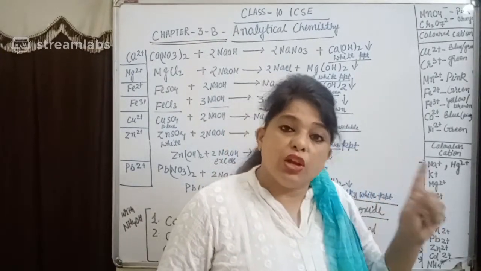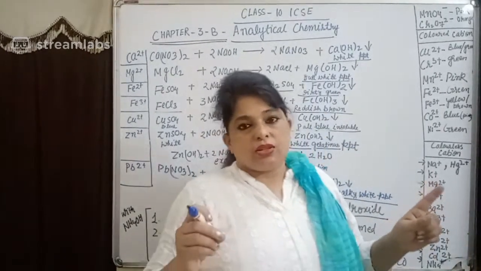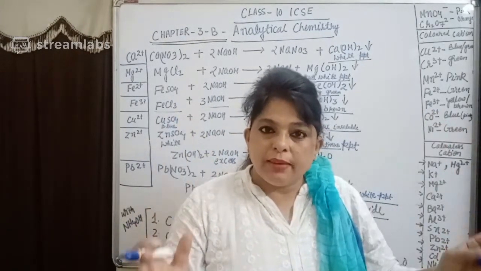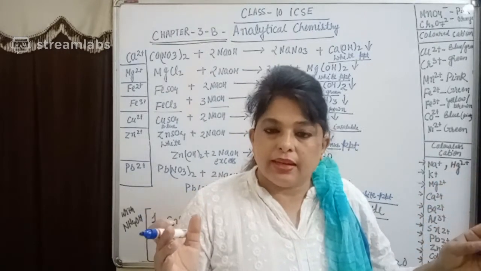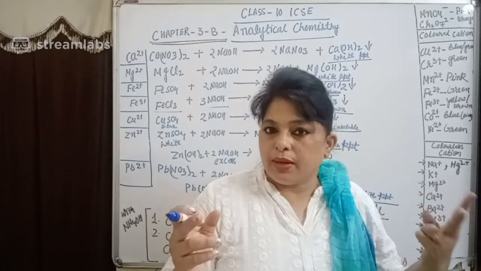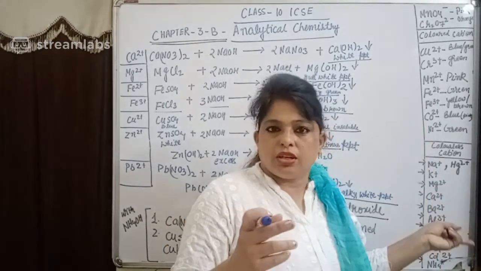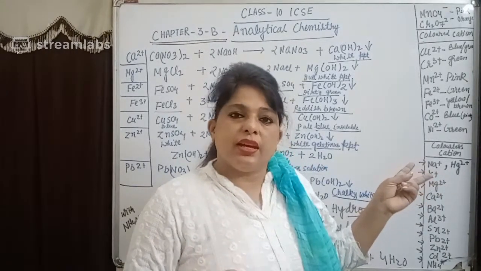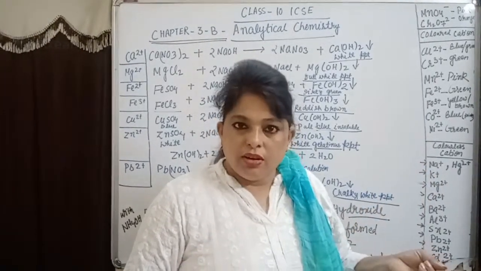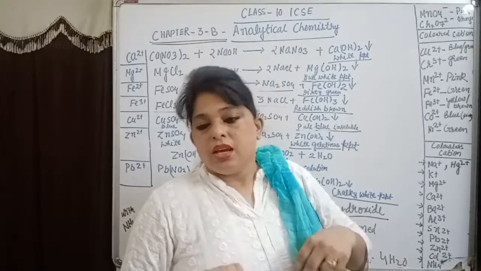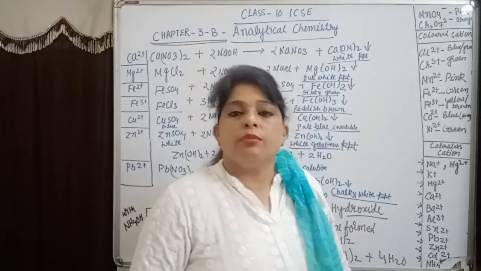So what happens when sodium hydroxide is added to lead nitrate? Lead nitrate is a soluble salt, sodium hydroxide is a soluble base. Both are soluble, but when you mix them together you will get a precipitate, right? Out of the two new products, one will be in precipitate form. That's why this is a precipitation reaction, right? On the basis of the color of the precipitate we can identify the given salt, and that's why we do analytical chemistry, where we can use either sodium hydroxide or ammonium hydroxide.